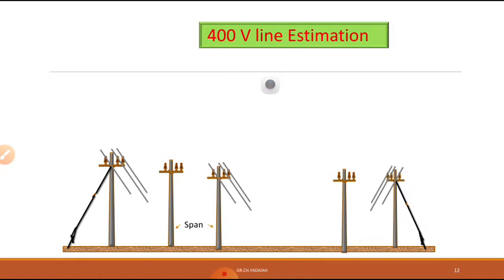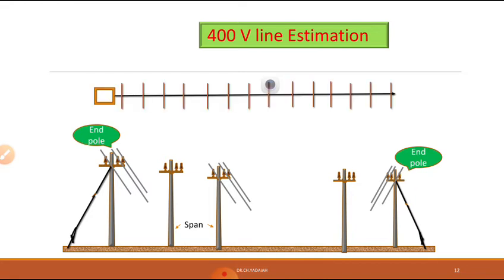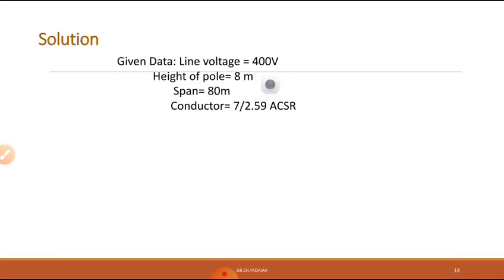Now you can see, what is the span? Span is the distance between 2 poles. Now let us do the problem. Here, what is this? This is the end pole, and this is the end pole, and we are going to get the single line diagram, a simple diagram. Now let us do it. The given data is line voltage equal to 400 volts, height of the pole equal to 8 meters, span equal to 80 meters, and the conductor given is 7 by 2.59 aluminum conductor steel reinforced. Now the length of the 400 volts line is equal to 1 kilometer, as given here.